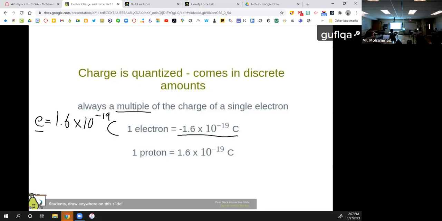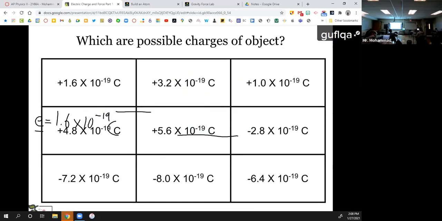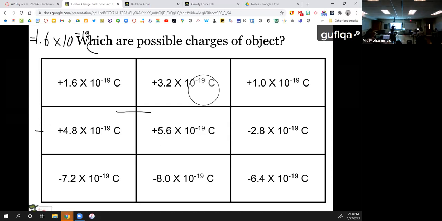So just to test that out, on the next slide here, if the elemental charge is 1.6 times 10 to the negative 19th, which of these are actually possible charges to have? If it's possible, give it a little thought. So we know for sure this is definitely one. But remember, it would have to be a multiple of 1.6. Take a minute to decide. If it's not a multiple of 1.6, it cannot be possible.